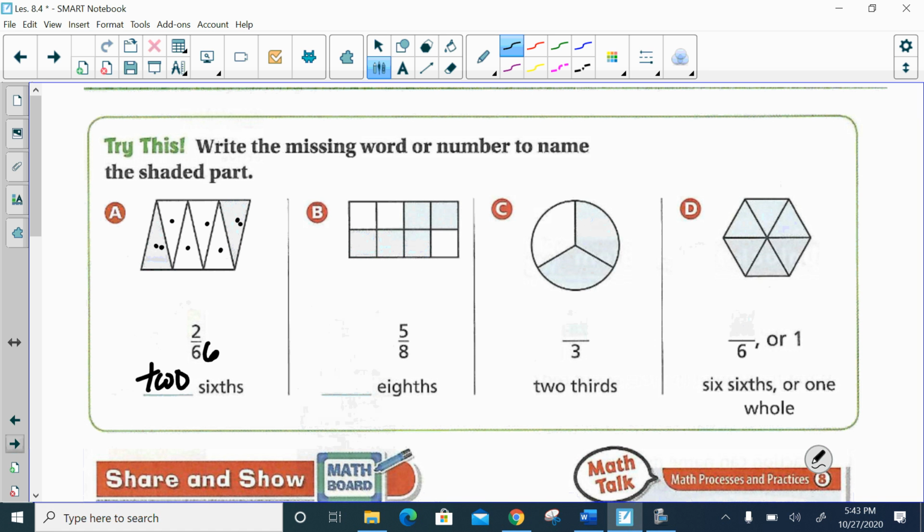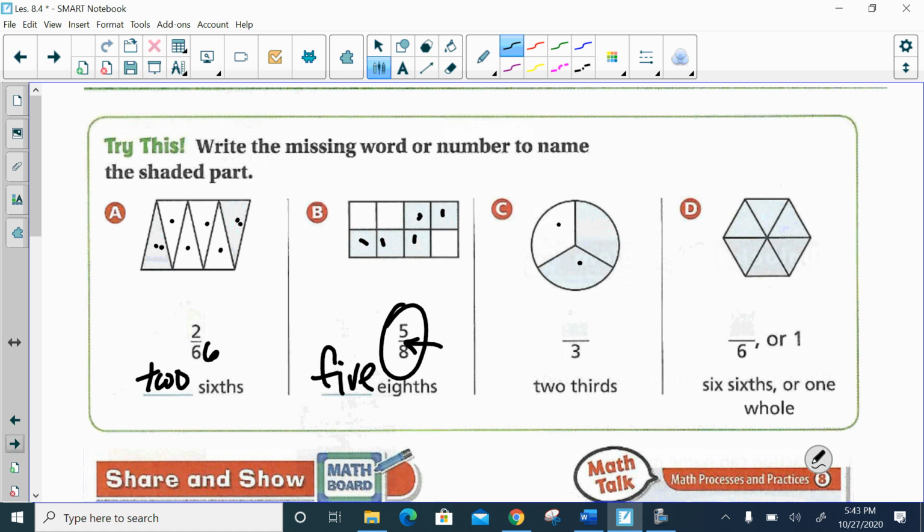So it's 2/6. Okay? This one, there's 1, 2, 3, 4, 5, 6, 7, 8. There are 8 equal parts. That's your denominator. 8 equal parts. So 5 of those are shaded. 1, 2, 3, 4, 5. So this one is 5/8. That's how you would write it. That's how you would say this. 5/8. 5 out of 8. 5 of the 8s are shaded.